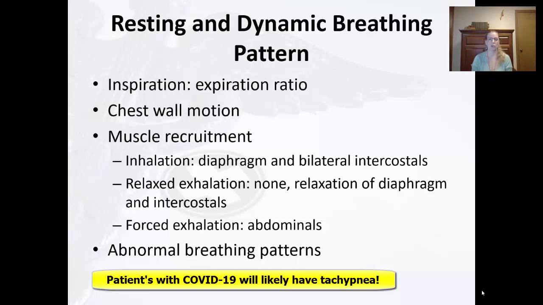During the inhalation phase, you should see the diaphragm muscles and the bilateral intercostal muscles moving. And during relaxed exhalation, you shouldn't see any muscles. It's basically the relaxation of the diaphragm and the intercostals. But when we forcefully exhale, then you should be seeing the abdominal muscles contract. During relaxed breathing, we shouldn't be seeing the accessory muscles recruited. We also want to pay attention to abnormal breathing patterns, things like tachypnea, apnea, paradoxical breathing pattern, etc.